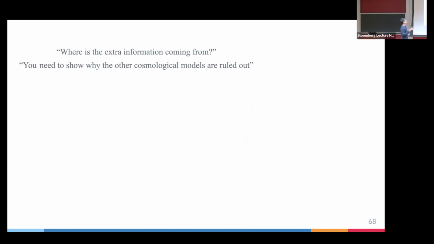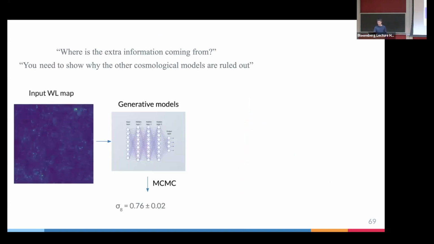the question of where the information is coming from, and why some cosmological models are ruled out by this analysis. So the idea here is, say you have a weak lensing map. This would be your observation. You give that to your generative model. You have a likelihood function. You run MCMC. You get these sigma 8 constraints. Let's say now it's on the lower end.